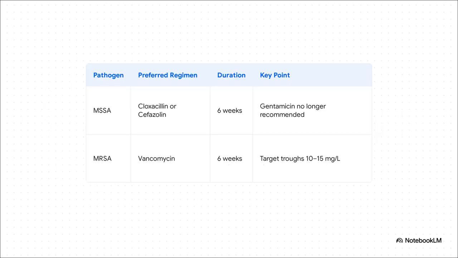So let's start with the most common one: staph. For good old MSSA, cloxacillin or cefazolin for 6 weeks is your standard. Now, here's a massive clinical update, so listen up. We do not add gentamicin for synergy anymore in native valve IE. The evidence just isn't there. It adds toxicity with no clear benefit. For MRSA, of course, it's vancomycin, and our job is to dose that thing perfectly to hit that therapeutic sweet spot. Kill the bug, but spare the kidneys.